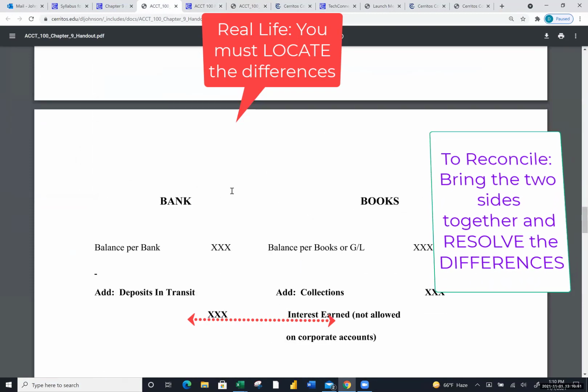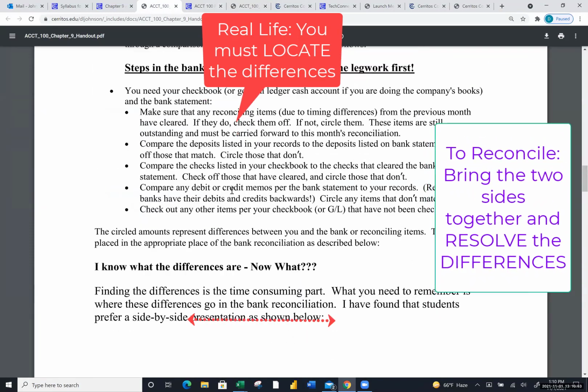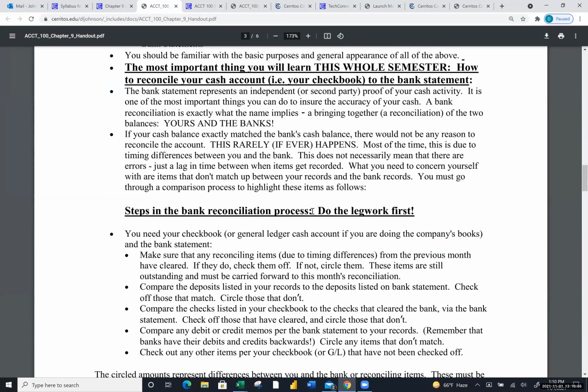Step number one, as we go through this real life bank reconciliation, we got to do the legwork first. So here's what we're doing. Make sure that any reconciling items due to timing differences from the previous month have cleared. Okay, I know that this company didn't have any because the starting balances were exactly the same. So that step's done. Does anybody have any questions on that?